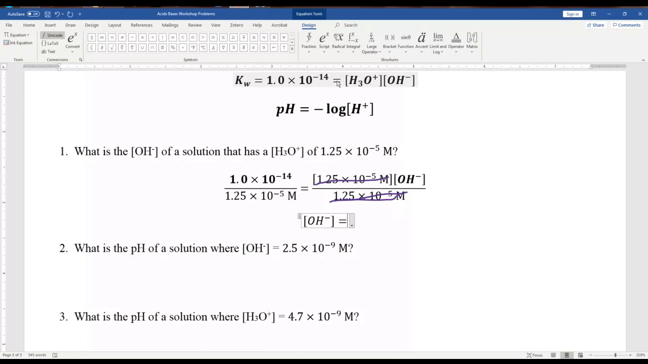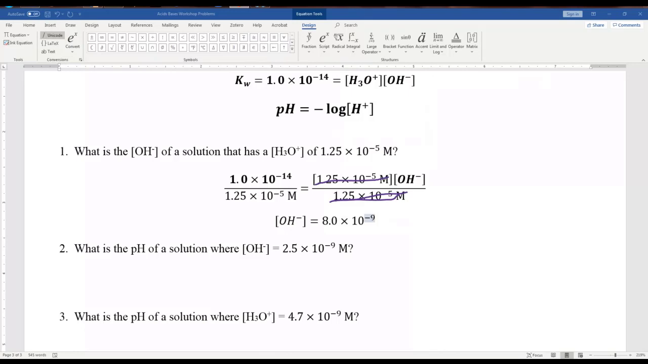What calculator do you have? TI-30X 2S. Okay, so I see it. And that's going to be the molarity for my answer.